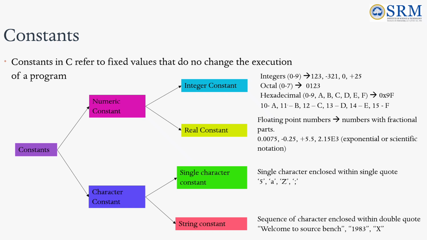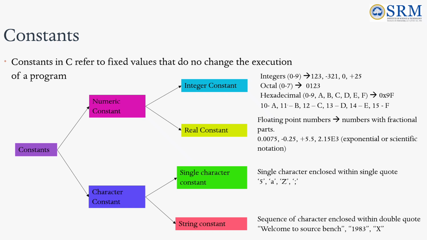Here is the next C token, constants. Constants refer to fixed values that do not change during execution. There are two kinds of C constants: numeric constant and character constant. Numeric constant is again of two types. One is integer constant, the other one is real constant.